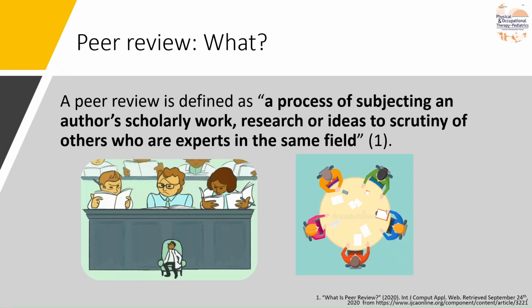So what exactly is peer review? In simple terms, it is a process in which an author's scholarly work, research, or ideas are evaluated by others who are experts in the same field. This independent scrutiny ensures that manuscripts meet the necessary standards for quality, accuracy, and relevance before they're published. Think of it as a quality control system for science, a way of verifying that what we share with the world is credible and robust.